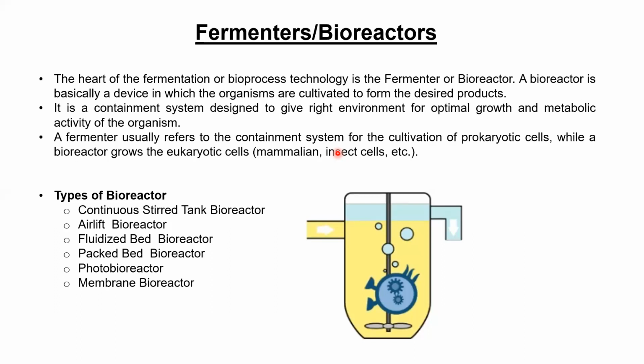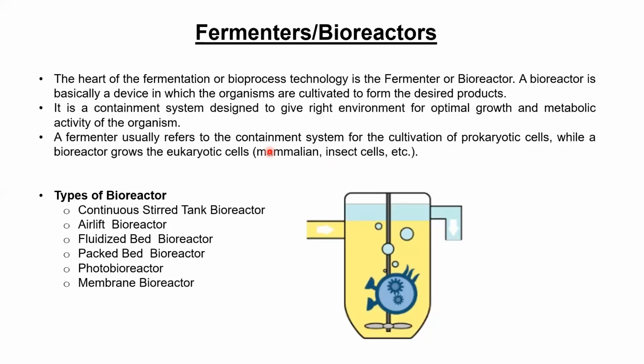Technically, there is a difference between a fermenter and a bioreactor. When we use prokaryotic cells like fungal cells, not all fungal cells, but if you're working with yeast cells, Saccharomyces cerevisiae, Pichia pastoris, Schizosaccharomyces, Aspergillus niger, these eukaryotic microorganisms, when we are culturing them, we call the confinement system a fermenter. But when we are using eukaryotic cells, like insect cells or mammalian cells, then we call it a bioreactor. As I told you, these names are used interchangeably, but technically there is a difference.